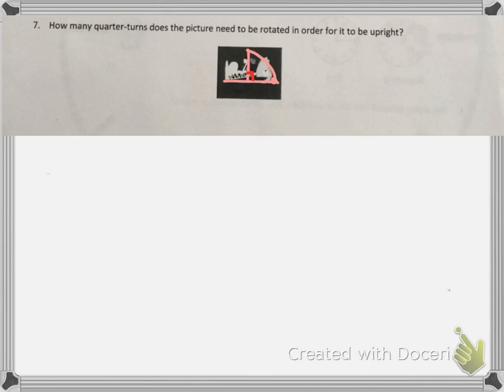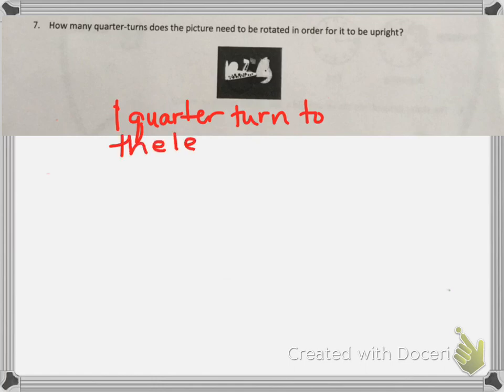Or I traveled 1 quarter turn. Write that, please. 1 quarter turn. Oh, let's add to that. To the left. All right, see that? He was laying down. I turned him to the left. 1 quarter turn. So 1 quarter turn to the left.